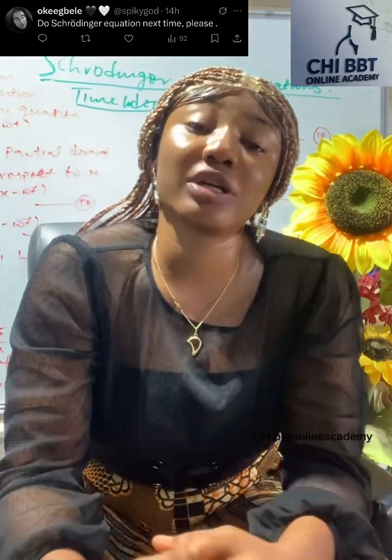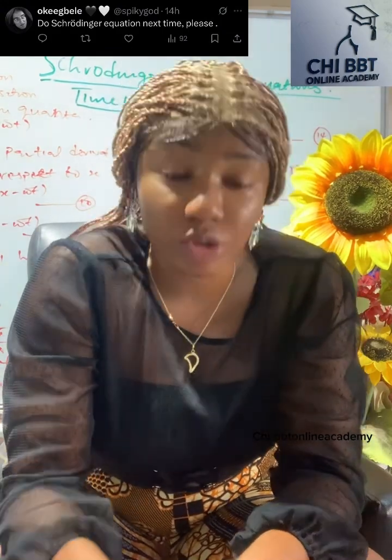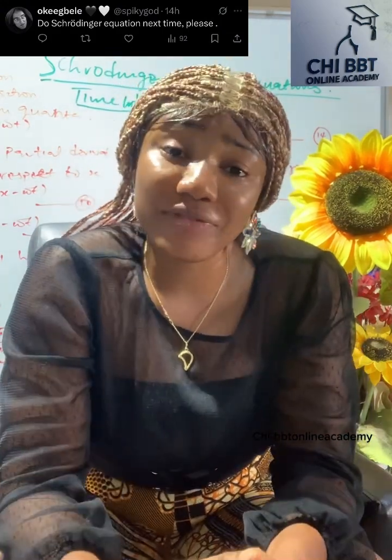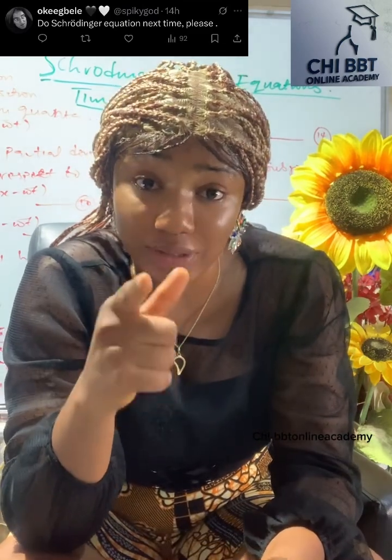There are two types of Schrödinger wave equation: the time-dependent and the time-independent Schrödinger wave equation, all gotten from the wave function. Keep my videos very important, because if you look all over YouTube, you will not get an explanation like the one I'm about to give you.